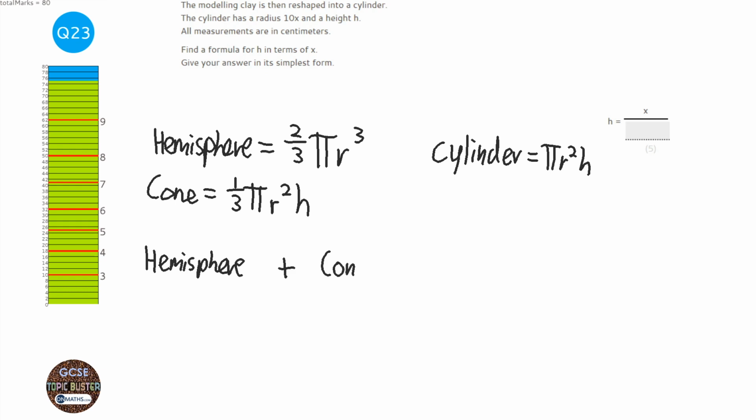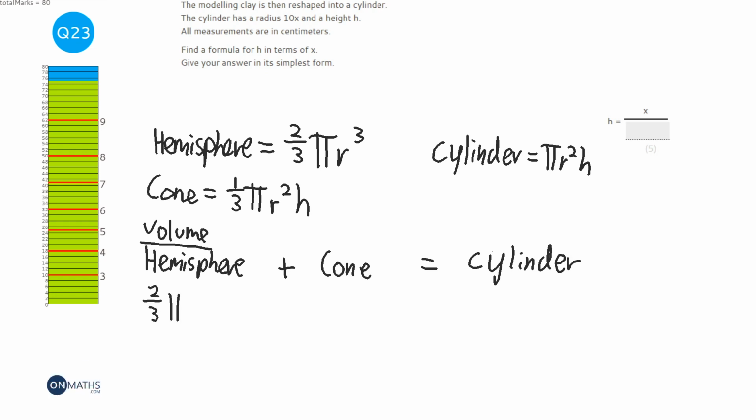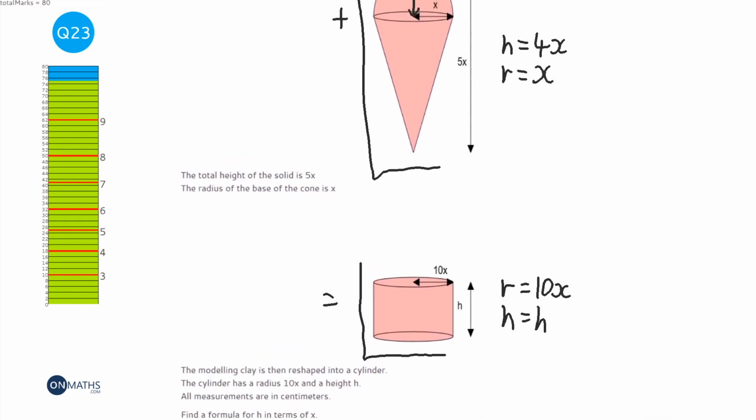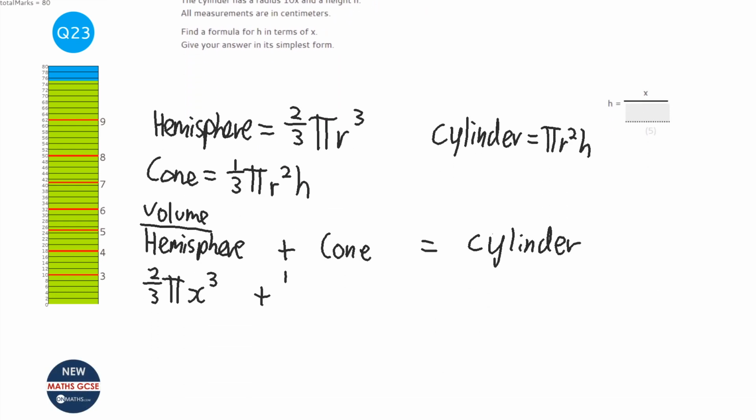Okay, so we know that hemisphere plus the cone volume, and I should write volume here, to show the examiner that I'm working with volumes, equals the volume of, C for cylinder. There we go. So hemisphere is 2/3 pi, and we said that x was the radius, so x cubed. Brilliant. So plus the cone. Now, what did we say the height of the cone was? We said the height of the cone was 4x. So it's going to be 1/3 pi x squared, because the radius is x, and is it 4x?